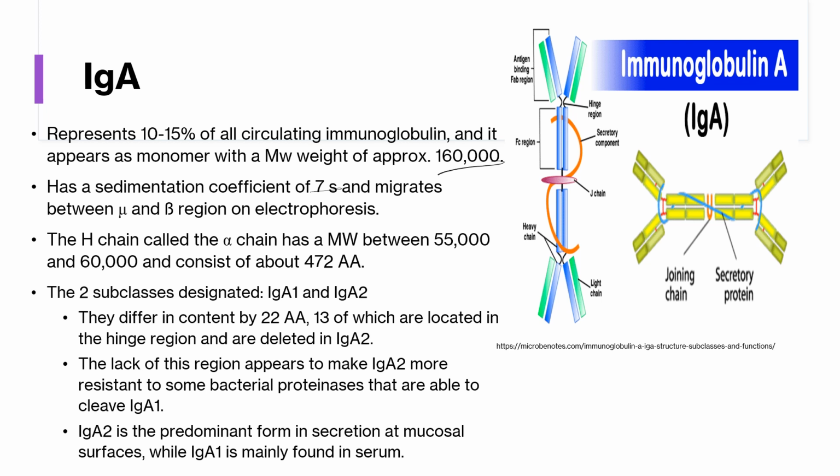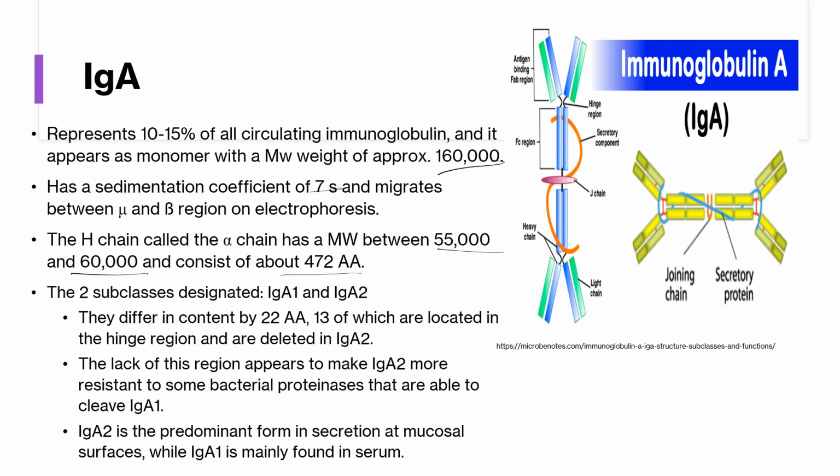Now, the heavy chain, called the alpha chain, has a molecular weight of about 55,000 to 60,000, and it consists of 472 amino acids. There are two subclasses designated as IgA1 and IgA2. Now these two subclasses differ in content by 22 amino acids, 13 of which are located in the hinge region and are deleted in IgA2.